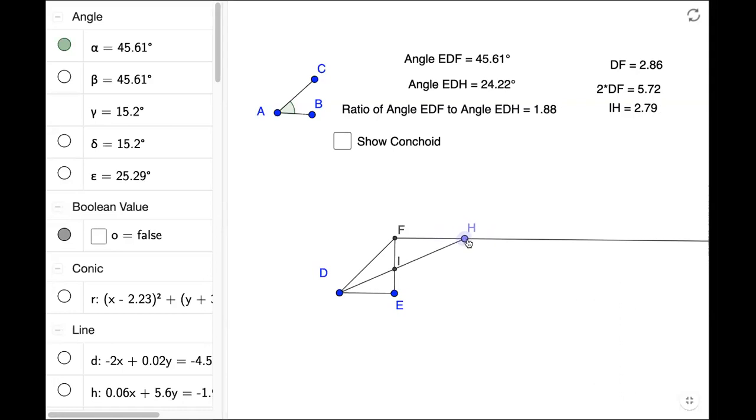If I can move H so that when H connects to D and goes through I, HI ends up double DF, then I will have the picture that we just saw. Remember the picture we just saw where DF was half the length of IH, and there was a midpoint that showed that the angle was a third. If HI is double DF, then angle EDH will be 1/3 of EDF.